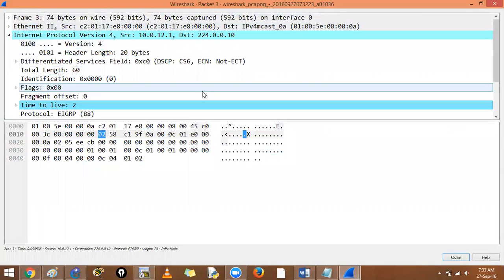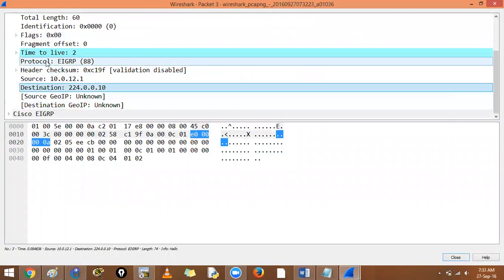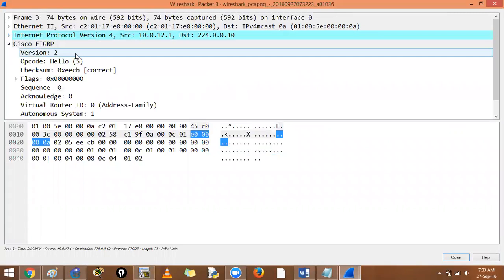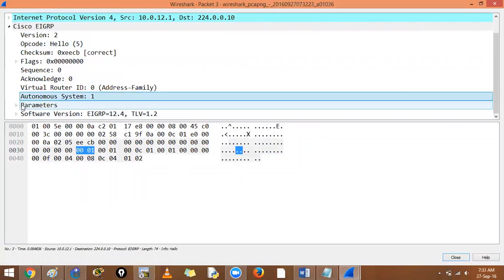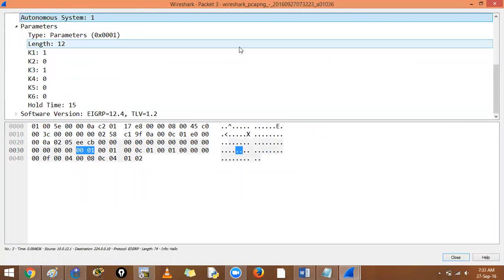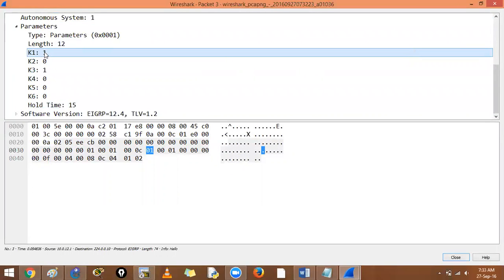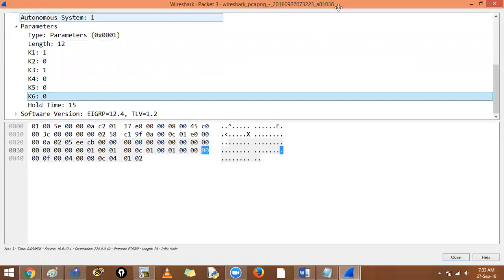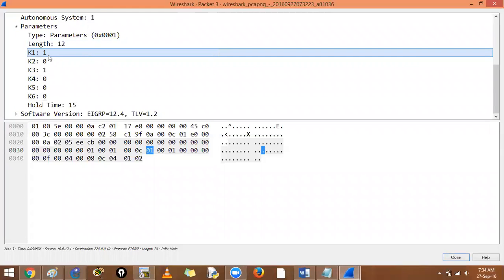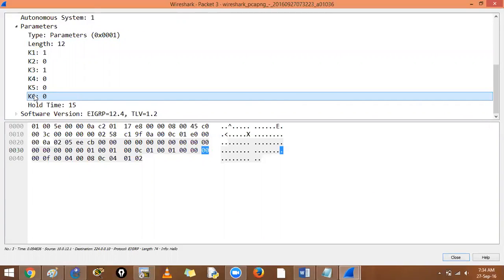So let us see what is in the IP packet. In the IP packet, the time to live is 2, source is this, destination is this, and in the EIGRP, Cisco EIGRP, this is a hello packet. This is my autonomous system number. These are my parameters. You can say the hold time is 15, but here I told you that EIGRP uses 5 K values, but in here it has one more, a sixth K value. This is technically the hop count.